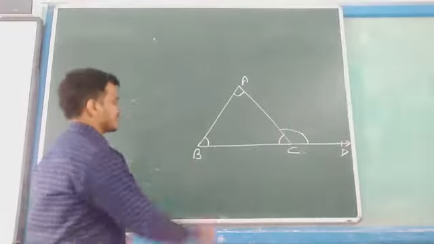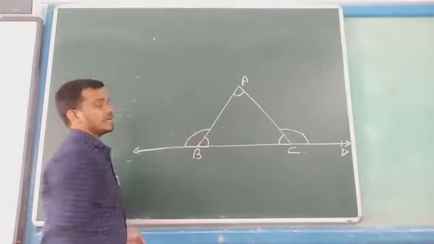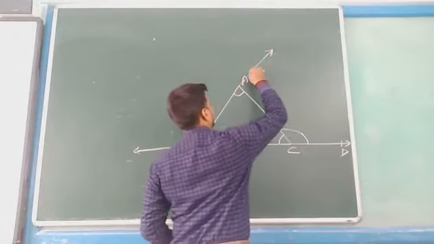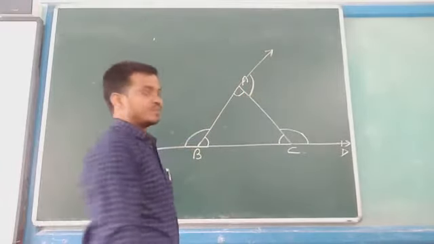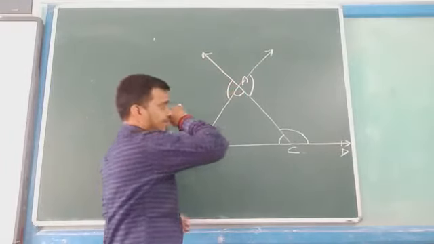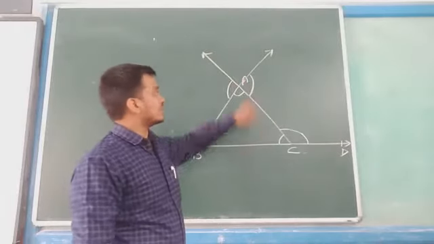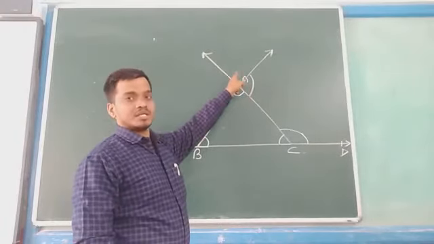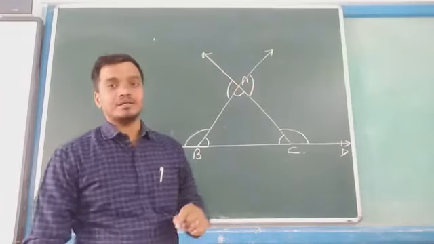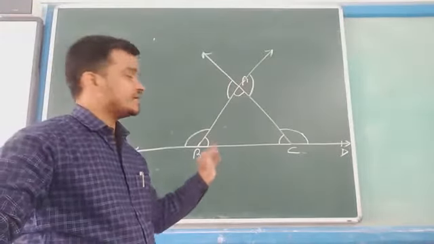In the same way, if I extend this side here, this angle will be known as the exterior angle. If I extend this side here, this angle is the exterior angle. If I extend this side here, this angle is the exterior angle. This angle is not an exterior angle. Why is it not an exterior angle? Because this angle is framed with the help of the extended side, not with the help of a side of the triangle.